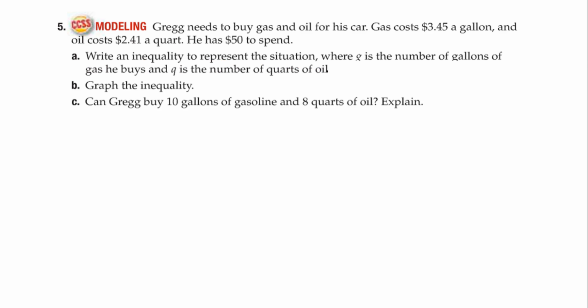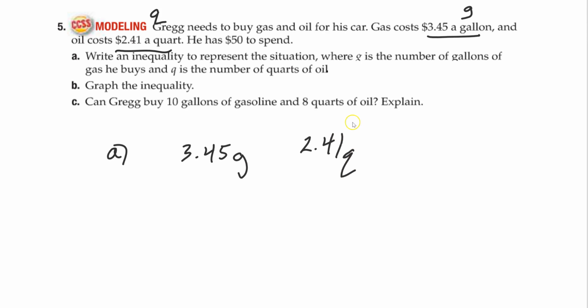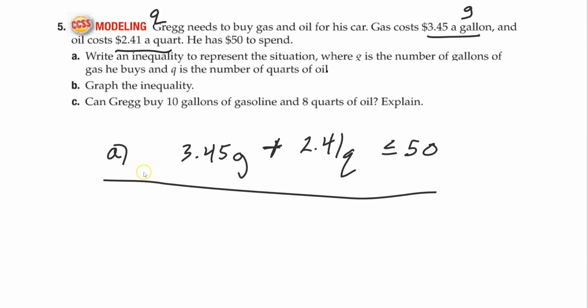So in this case, let's look at what's going on, right? They say G is the number of gallons, and Q is quarts of oil. So for A, it's $3.45 a gallon, so times G, and it's $2.41 a quart times Q. Now in total, you could spend $50. So if I add these up, it has to be less than or equal to $50. So that's my inequality.